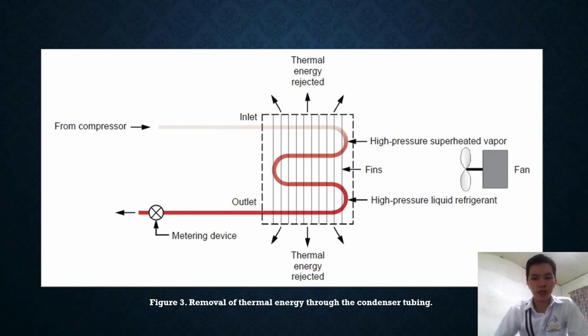Upon leaving the outlet of the condenser, the high pressure superheated vapor turns into a high pressure liquid refrigerant. This liquid refrigerant will go through the outlet and into the expansion valve.